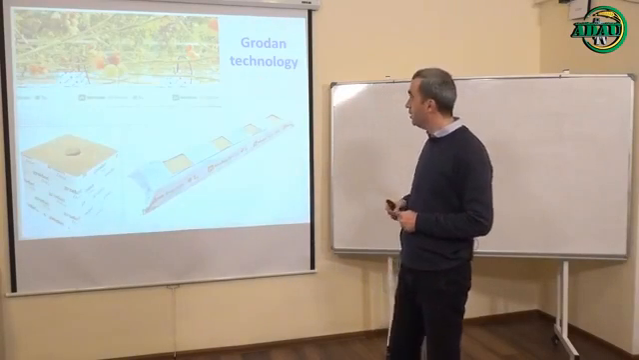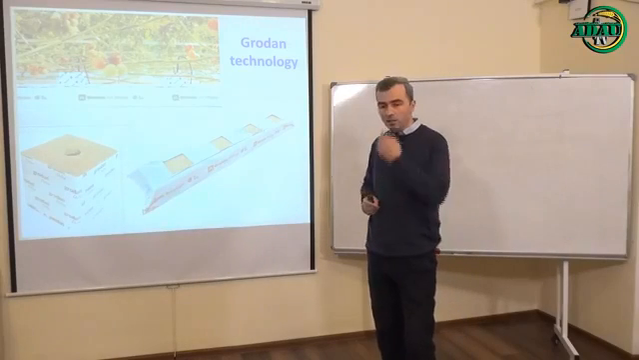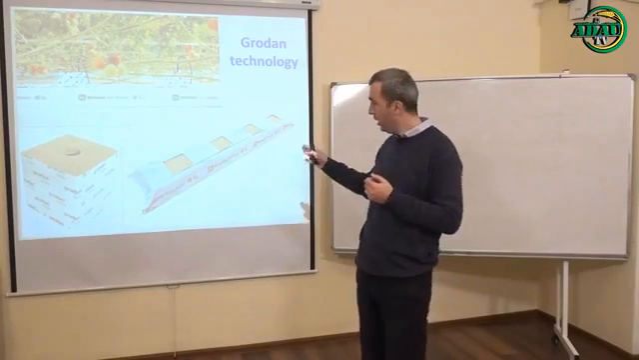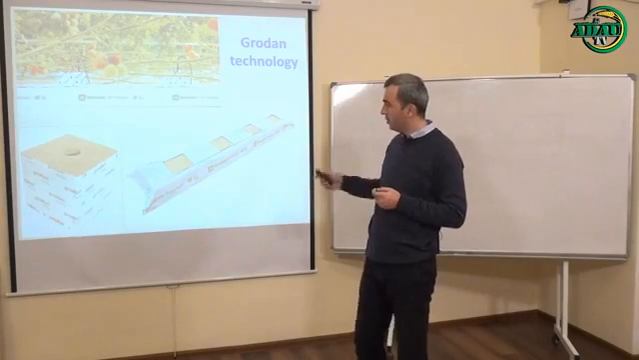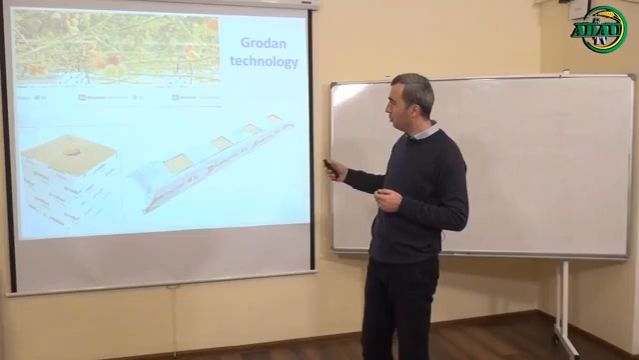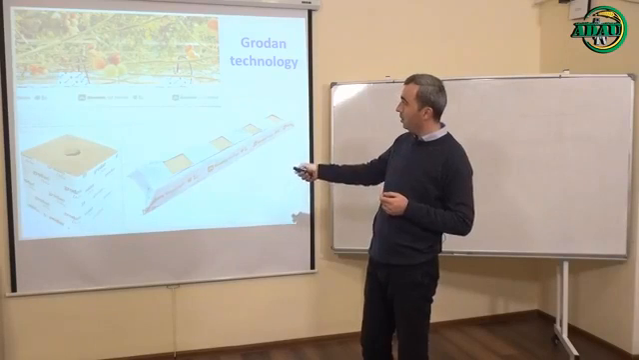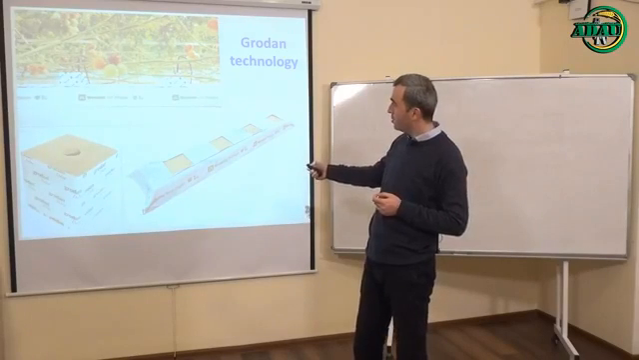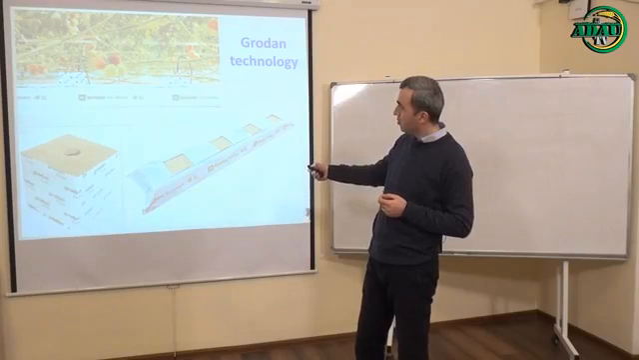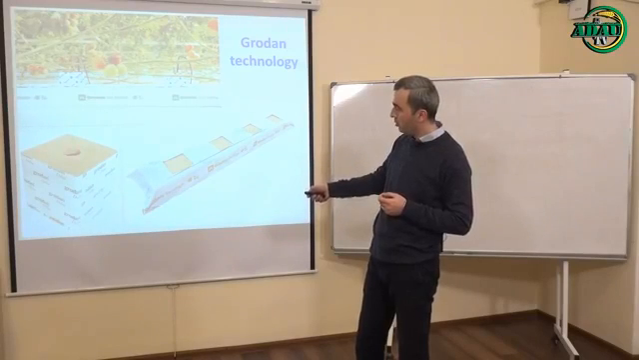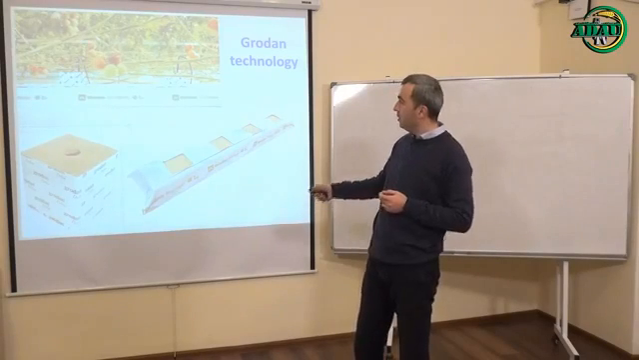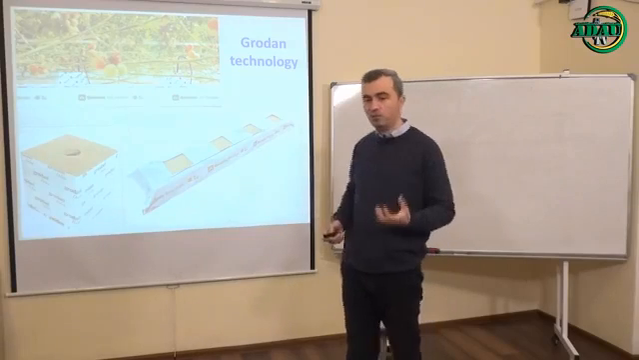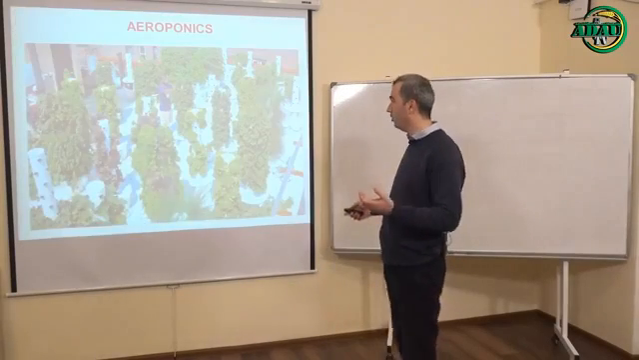The next one is Grodan technology, where ready-made mineral wool is available, and this mineral wool is used for growing plants. You can see here an example, and via these pipes, each plant is placed in the hole, and these cubes are sucking the nutrient solution that we have been already talking about.